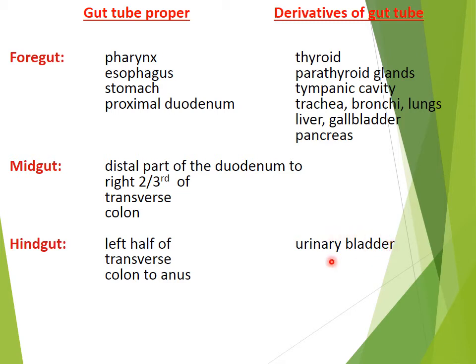Again, you have seen that the musculature and the other stromal components are mesodermal in origin, but the epithelial component of the urinary bladder is also derived from the endoderm of the gut. So these are endodermal in origin. You must remember and keep in mind.